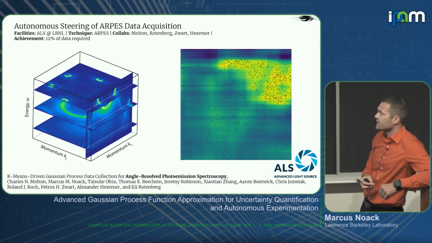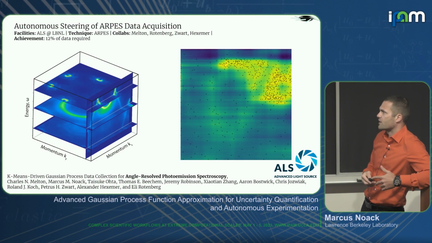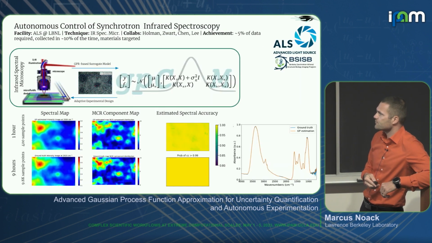Again, normally you would scan over it. It's also expensive to analyze. So you're looking for something that does the data collection a little bit smarter. And that's what this autonomous experimentation is really all about.